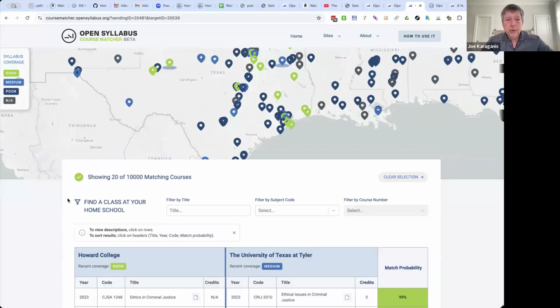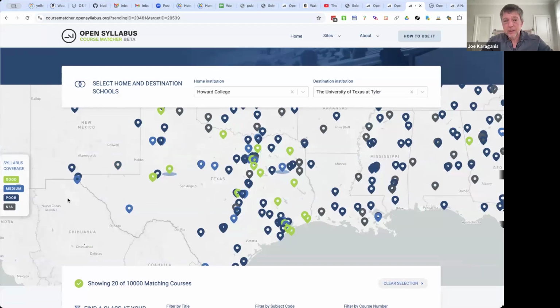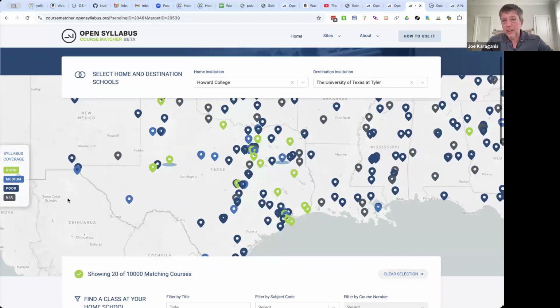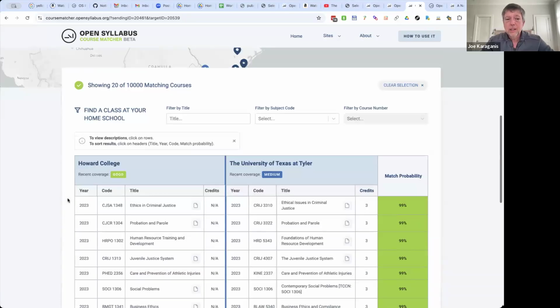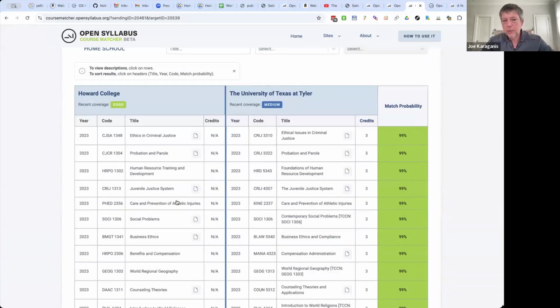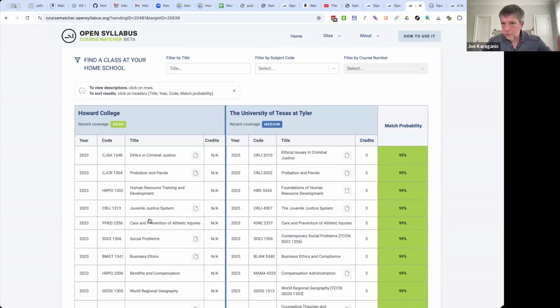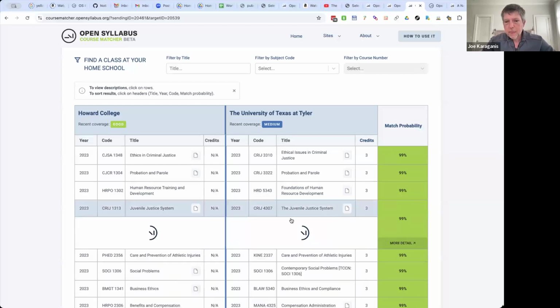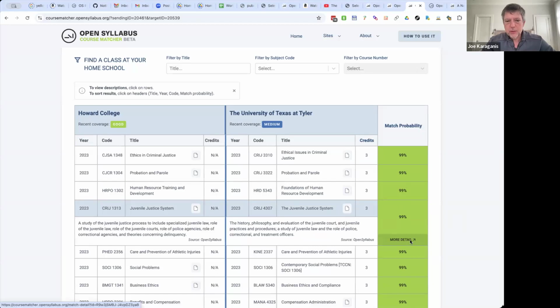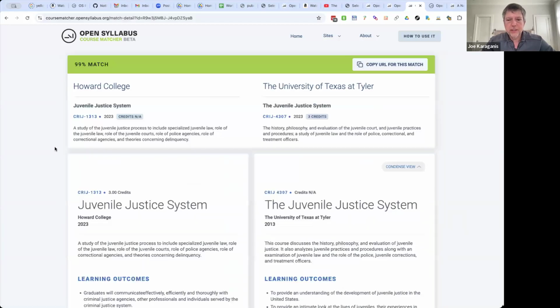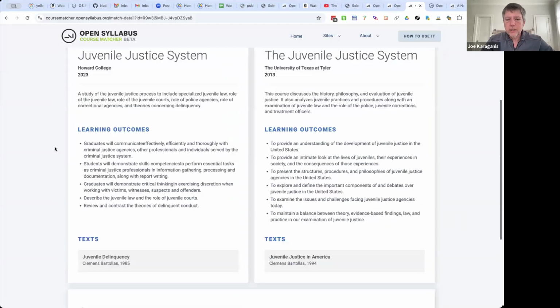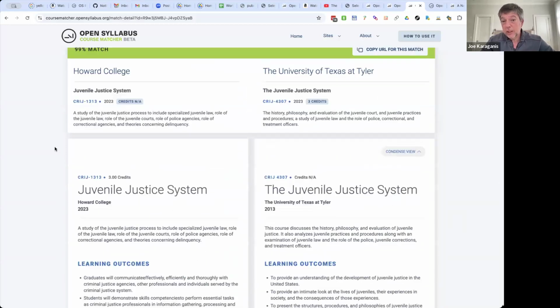So here we are with a map of the similarity of over 10,000 courses between Howard College and the University of Texas at Tyler. You can drill down and do a single course lookup, but this gives you an idea of what the database does. First thing it does is it compares every course to every other course in the catalog and scores their similarity. So here we have two courses. If I have a credit for a juvenile justice system course at Howard, that's the catalog description. And because we have syllabi from both sides of that comparison, you can get to side-by-side comparison of the two classes.